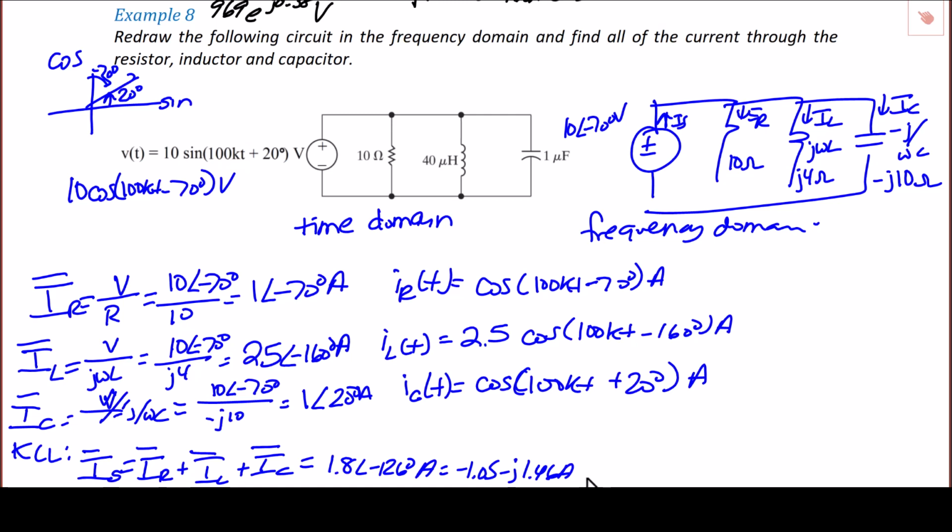So we can now write IS as 1.8 with an angle of negative 126 degrees, or negative 1.05 minus j1.46 amps, or 1.8 e to the negative j2.199 amps, or in the sinusoidal steady state, IS(t) is equal to 1.8 cosine 100,000t minus 126 degrees. So this concludes today's lecture on phasors and impedances.